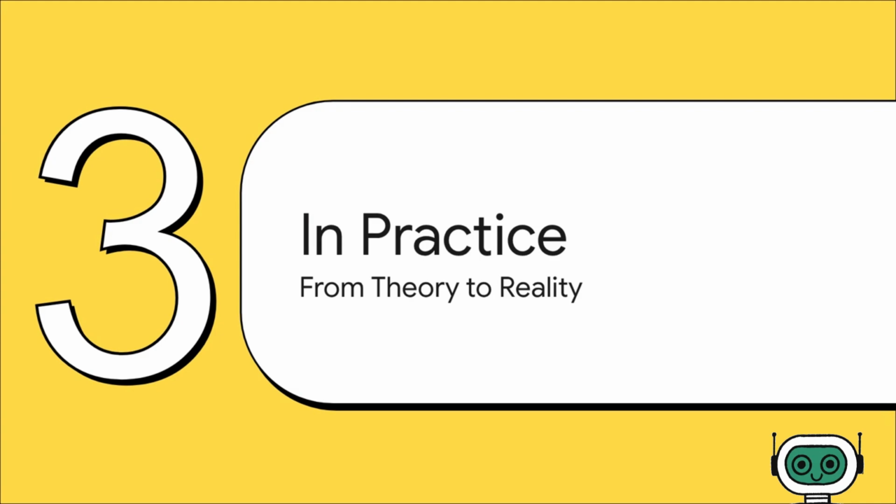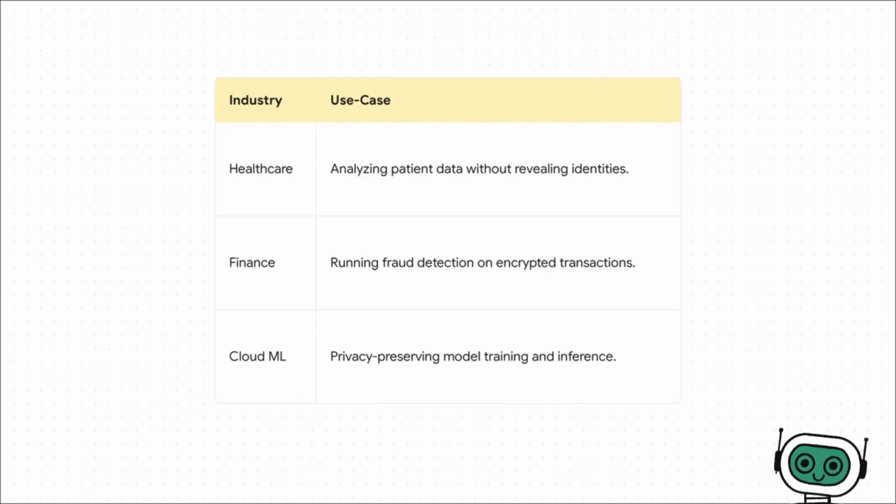Okay, that's the theory. But where is this actually being used in the real world today? This technology is unlocking collaborations that were simply impossible before. In healthcare, different hospitals can pool their patient data to train a better diagnostic model without ever revealing individual patient records. In finance, it can be used to run fraud detection on encrypted transactions. And for us in ML, it's a huge deal for training models privately on cloud platforms.